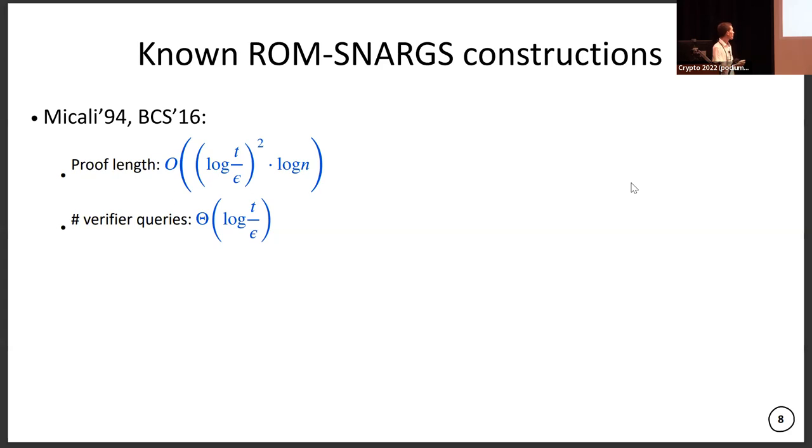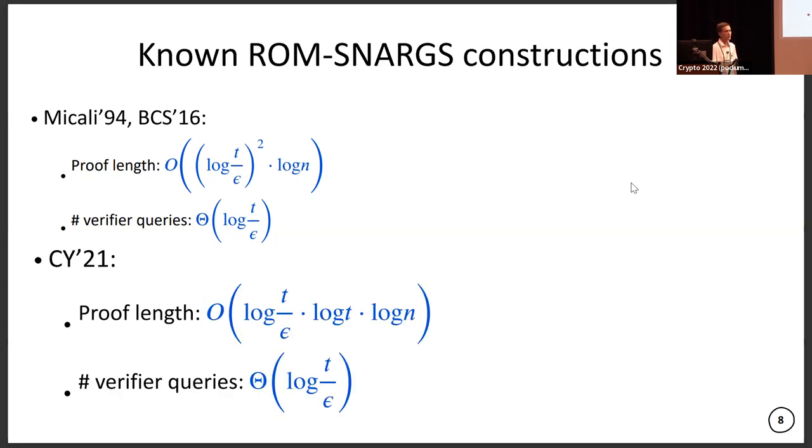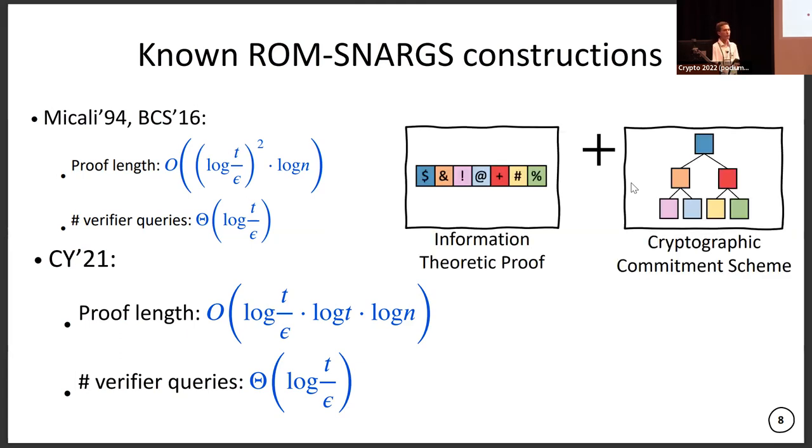And recently proved in 2021 by Chiesa and Yogev, there is a proof length of log T over epsilon times log T times log n, and the same number of verifier queries. And you are probably asking yourself, how did they manage to build any of such constructions? So the overall view is the following.